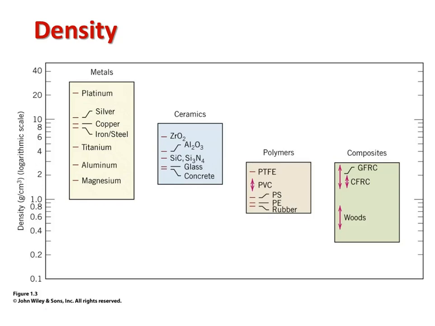If we start over on the left-hand side of the diagram, the y-axis, we can see that this is in grams per cubic centimeter, and we range from 0.1 to 40 grams per cubic centimeter pretty much across all four classes. So that's, give or take a couple of orders of magnitude, 2.5 orders of magnitude spread. Fairly respectable, but we'll definitely see a few material properties that have more.